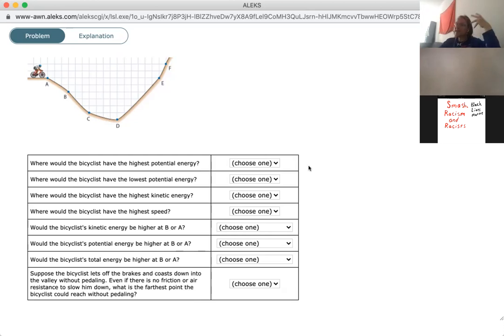Now, again, that's ideal. We know from our own experience that there's friction, so some of that energy is transformed into heat. And we also know that we can pedal, or someone could push you. So that could happen too. Okay, so there you go.